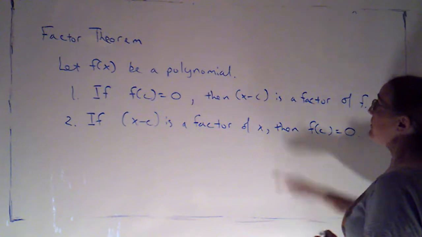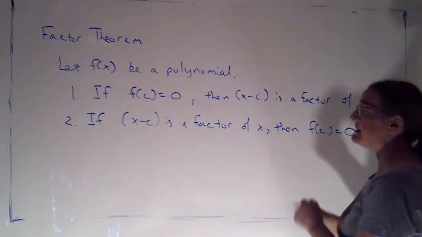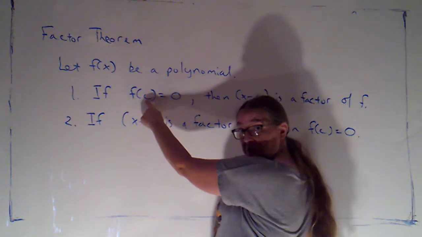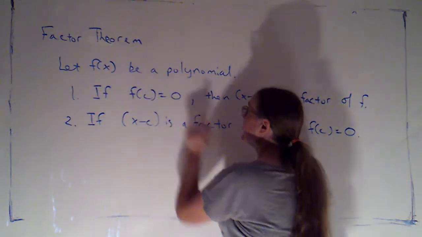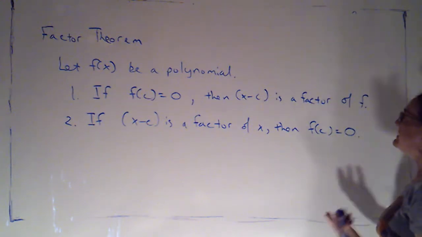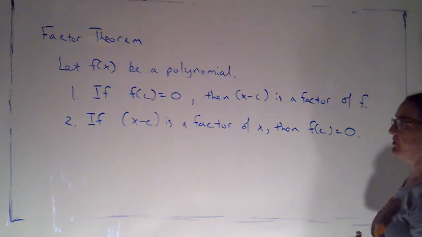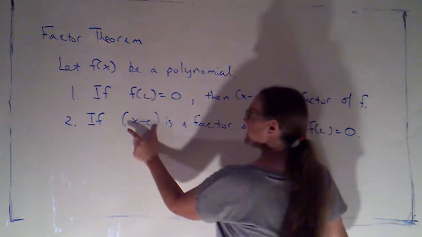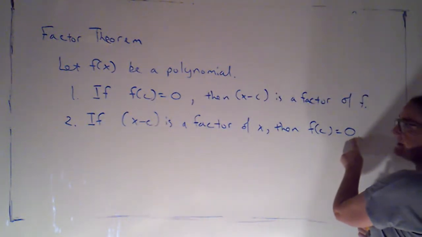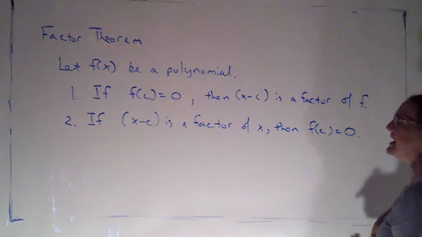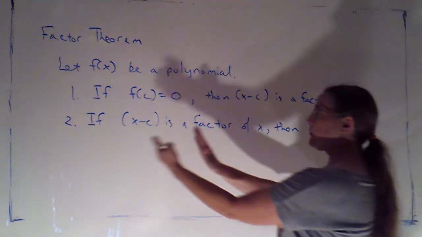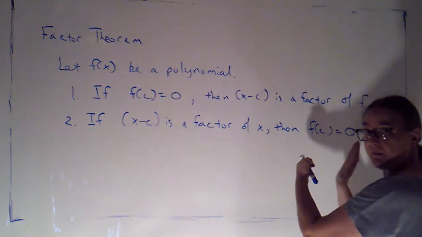Okay. So if I have a polynomial and c is some number, if f of c is 0, so if c is a 0 of the polynomial, when I plug it in I get 0, what that tells me is that x minus c is a factor of the polynomial. Okay. And the second part says if x minus c is a factor, then f of c is equal to 0.